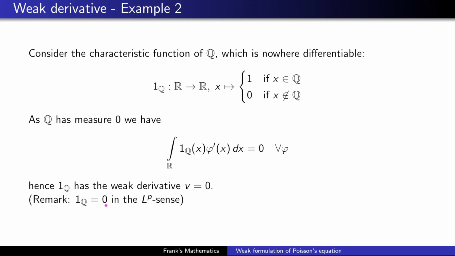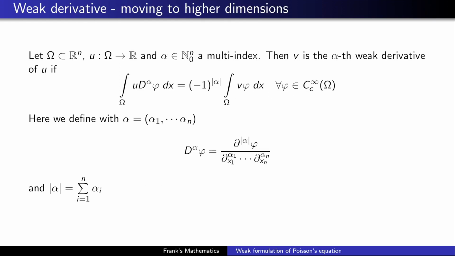So much for two interesting examples. Let's move to higher dimensions, both in the degree of the derivative and into the spatial dimension. Let's start with the degree of the derivative. This is very easy. Just apply integration by parts several times, and you will get a second weak derivative or third weak derivative, whatever you want.